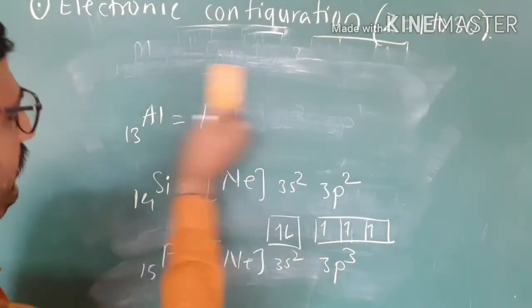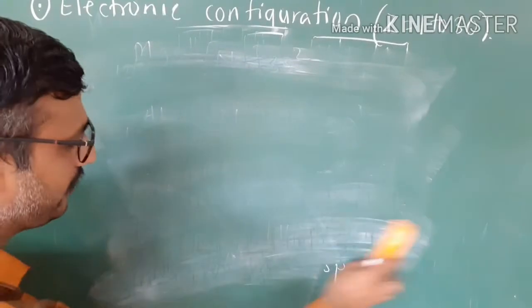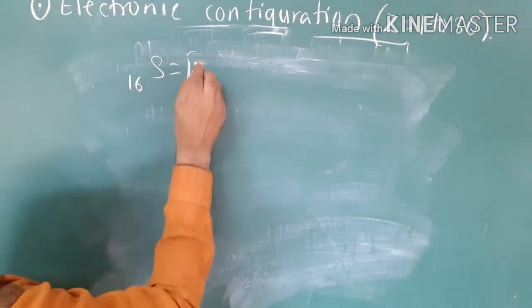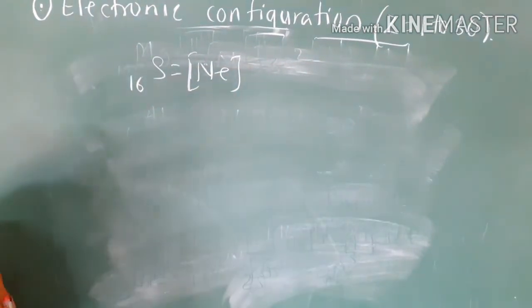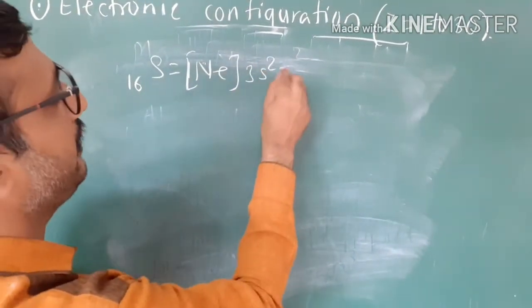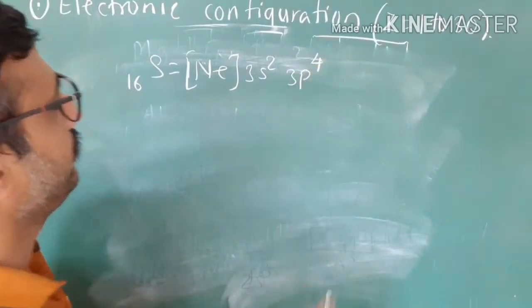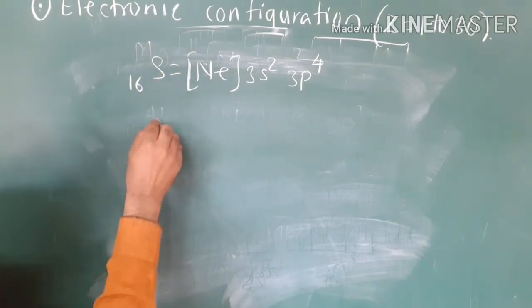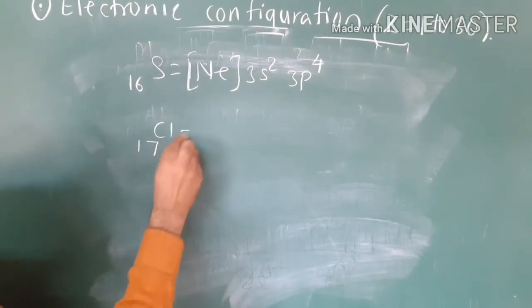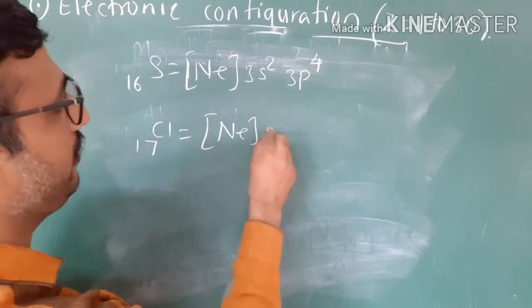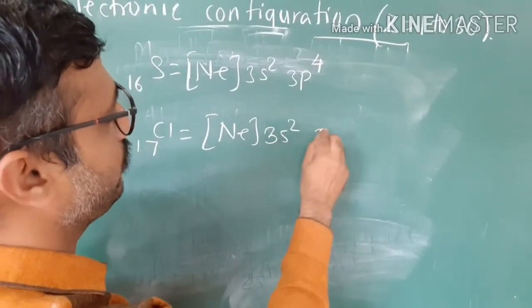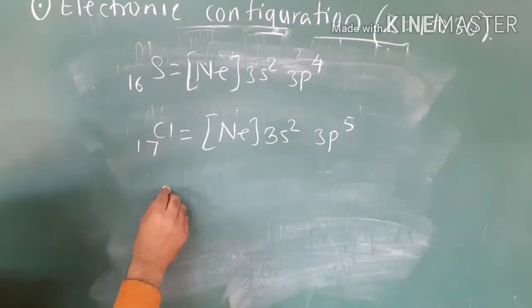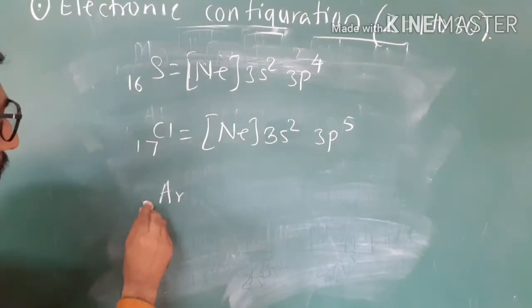Now after phosphorus, the next one is sulfur. Atomic number 16. Electronic configuration is the same as neon for the first 10 electrons. Then 3s2 and 3p4. So 10 plus 2, 12 plus 4, 16, isn't it? After sulfur, the next one is chlorine. Atomic number 17. Electronic configuration is neon 3s2, 3p5. One unpaired electron is here in the case of chlorine. Then there is argon, atomic number 18.